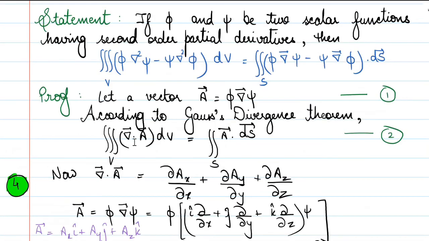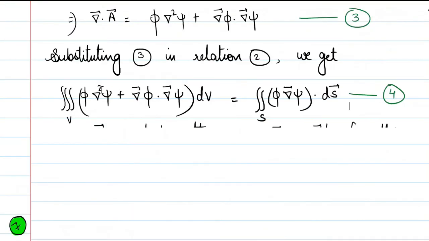As you know, we have del dot A dv in volume integral, and that is equal to the surface integral of A dot ds. This is our equation 2, and we have substituted the value of del dot A which we obtained in equation 3rd, and on the right hand side also we have the value of A. This was our A.